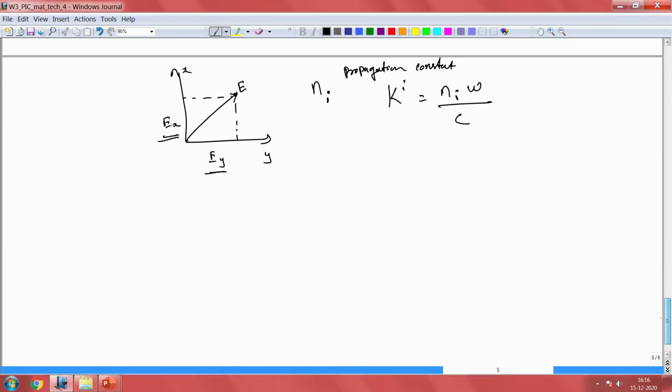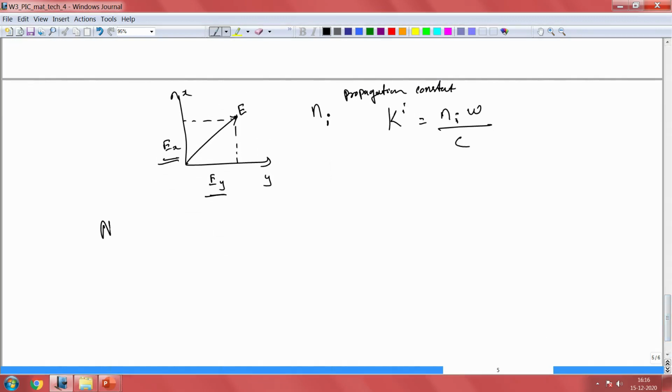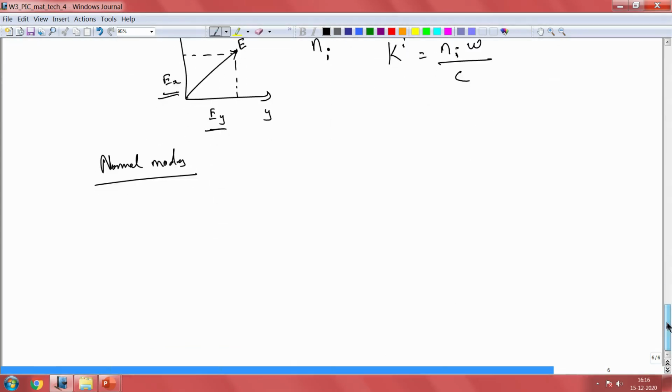So let us look at what these normal modes are. Normal modes are defined based on our principal axes. Let's look at that. You could have light propagating along the z direction. Let me take a thick marker here. So you could have light propagating along here, and the electric field will be in this direction, and then H is here. And now let us look at another scenario.